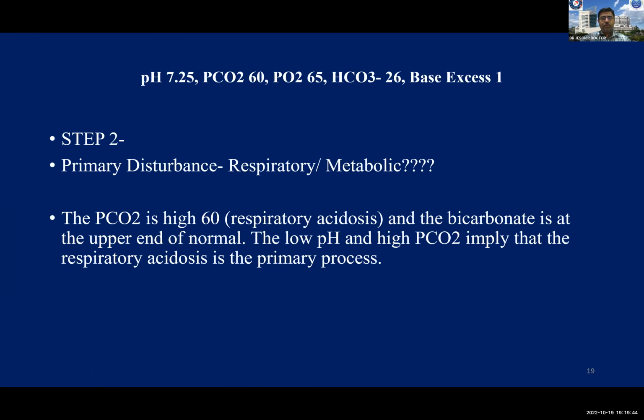To give you a case scenario, this was the first case that we had discussed: the pH is 7.25, PCO2 of 60, PO2 of 65, bicarb 26, and base excess 1. We said it is acidemia. Now, what is the primary pathology? Since the bicarb is near normal and the PCO2 is elevated, it is a respiratory derangement. It is respiratory acidosis. So step 2, we've moved to whether it is respiratory or metabolic. This scenario is of a respiratory acidosis.